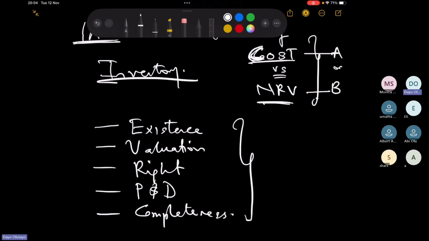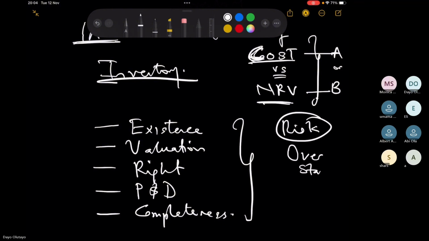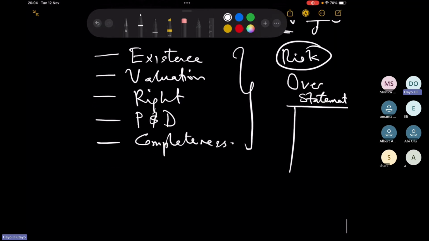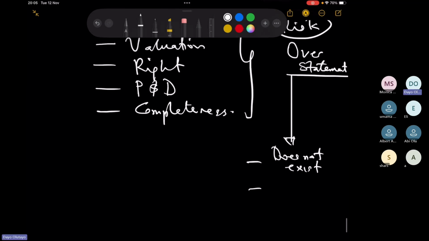Now that we know the assertions, what is the risk? Because it's an asset, I told you any asset, risk is always an overstatement. So the risk is that inventory is overstated. And how can it be overstated? Yeah, either it does not exist, so fake inventory, or not the client's own. They are carrying inventory that are not their own, e.g., maybe a consignment. You like this kind of question.